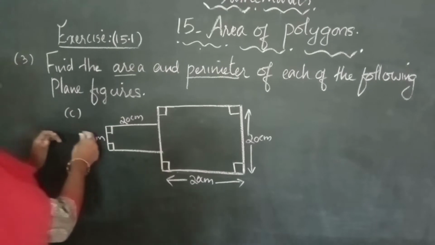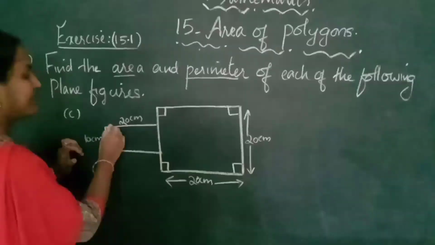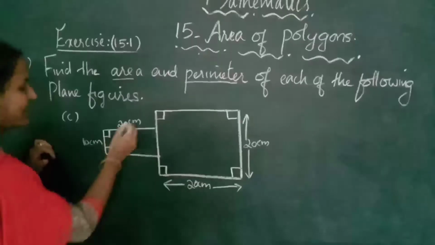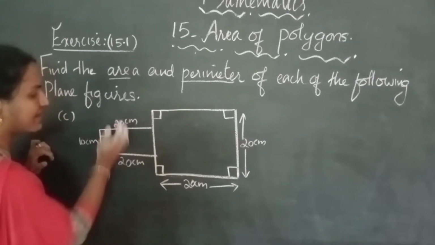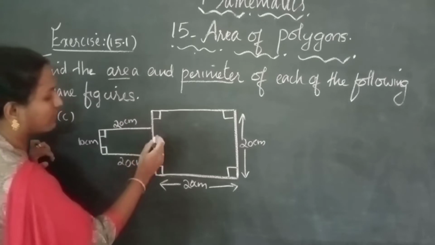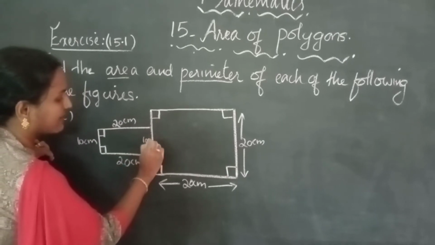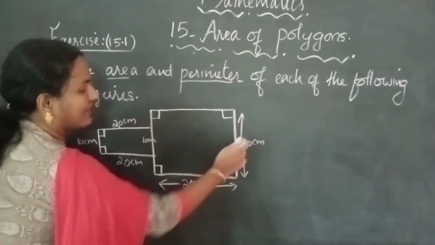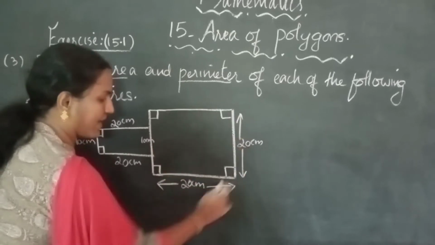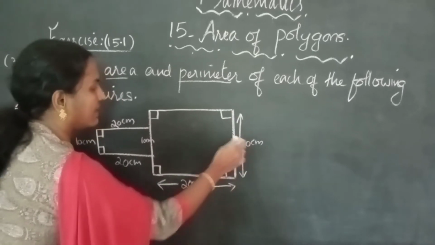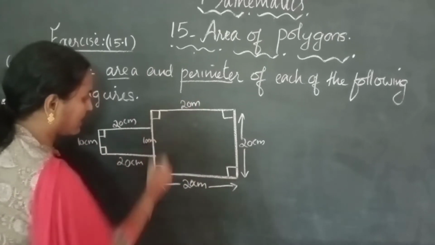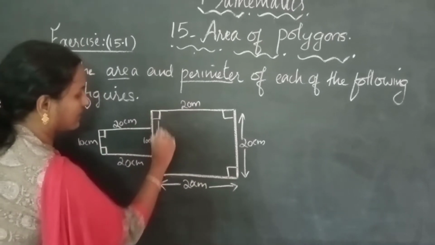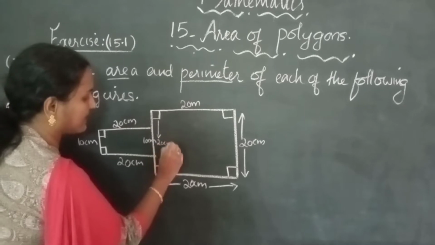Then option C. Here this is 20, this is 10, so this is also 20. It's a rectangle, and opposite sides are equal. So this is 10, which means the opposite side is also 10. Two sides are equal, so it's a square, and all sides are equal. So this is 20, this is also 20. So total 20 centimeter.